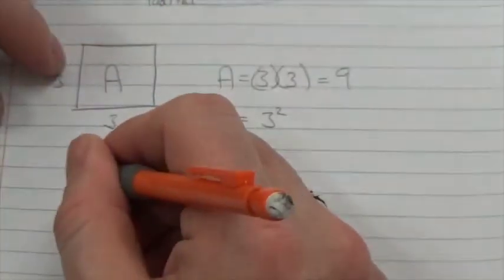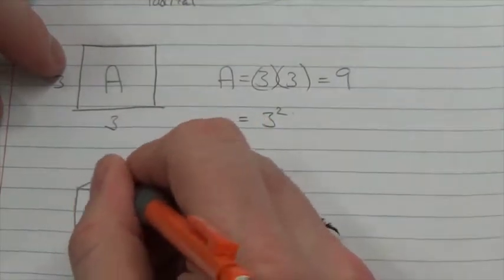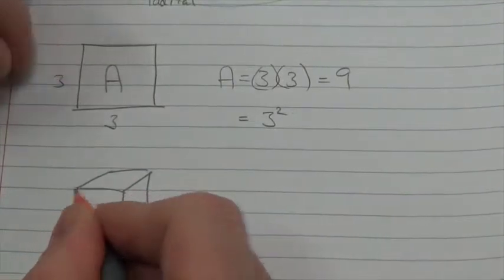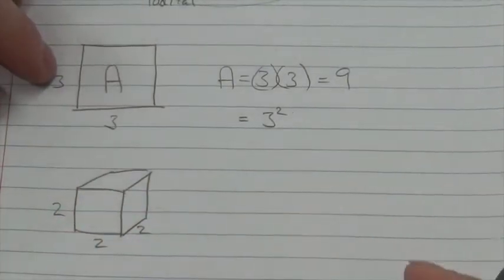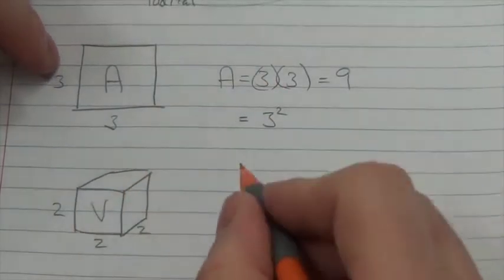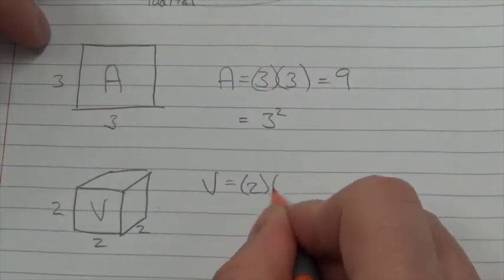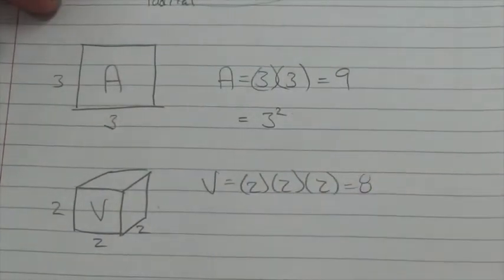If we were to take a look at a cube, let's say, same sort of thing. But this time, let's say that the sides are, well, let's make it 2, 2, and 2. Let's say in this case we're looking for the volume. Now the way the volume works, we know that's length times width times height, so 2 times 2 times 2, which we know is going to be 8.